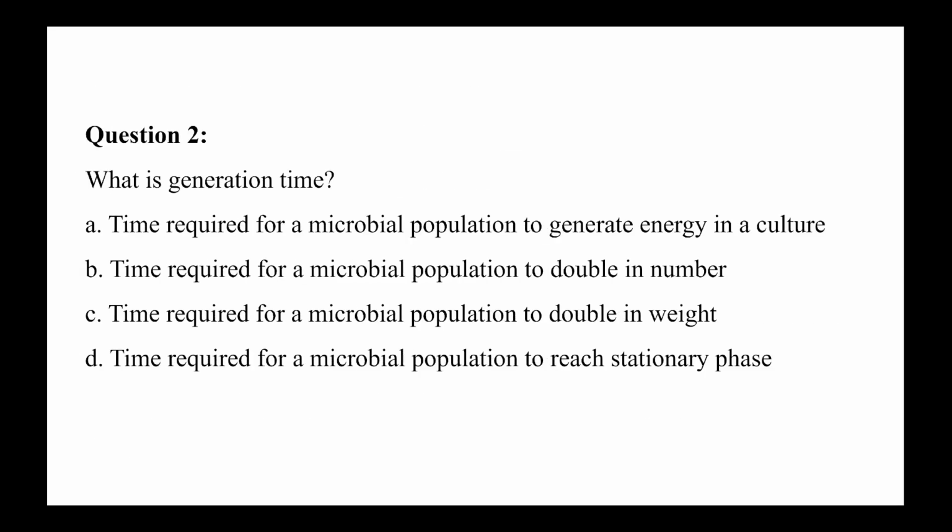So moving on to the next question now. Question number 2. What is a generation time? Option A is time required for the microbial population to generate energy in a culture. Option B is time required for the microbial population to double in number. Option C, time required for a microbial population to double in weight. And option D, time required for a microbial population to reach stationary phase. So what is generation time?